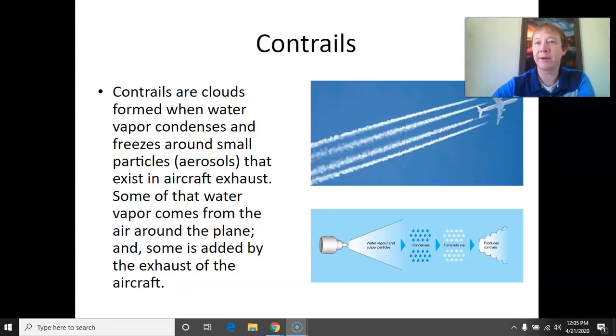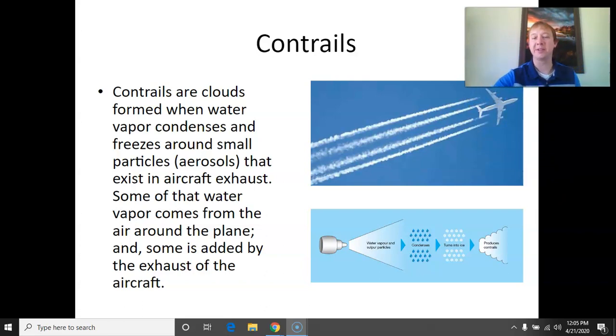Contrails are fairly common now, especially as we see planes flying over. Not as much right now because the amount of plane traffic has decreased due to the COVID virus. But contrails are normally clouds formed when water vapor condenses around particles. Basically, as the smoke or the fuel comes off of the exhaust of the airplane, there are little tiny particles that the water vapor can attach to.